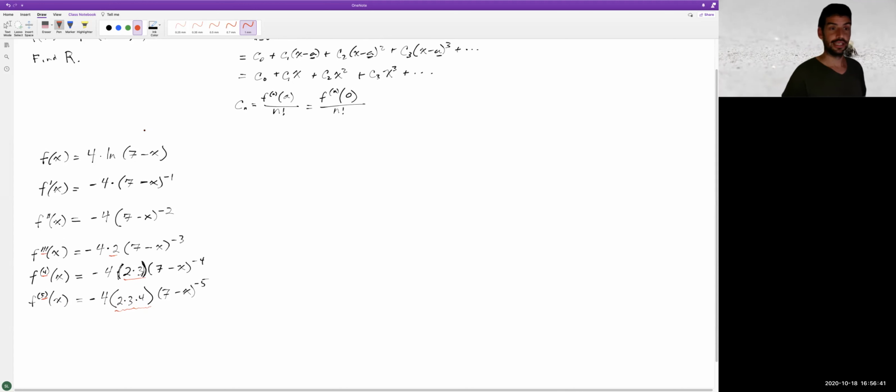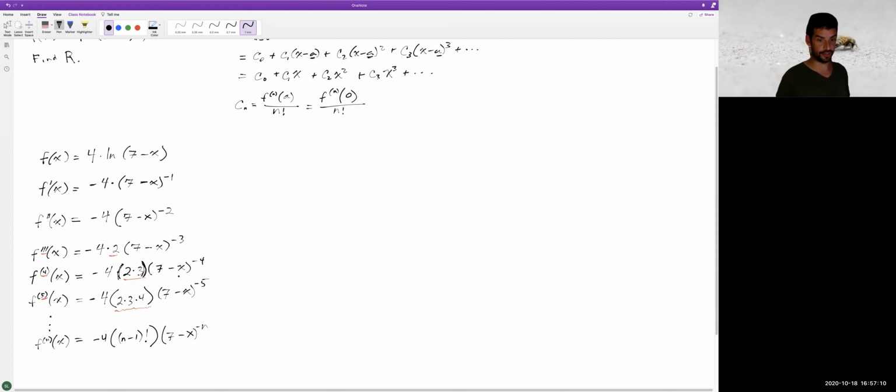So let's use everything I just said to write down the pattern. At the nth derivative, that negative 4 is always going to be sitting there. We have a factorial that's 1 less than whatever derivative we're on. Right? At the 5th derivative, it's 4 factorial. So at the nth, it's the n minus 1 factorial. And then we have 7 minus x to the negative n. At the 5th derivative, it was negative 5. At the 4th derivative, it was negative 4.